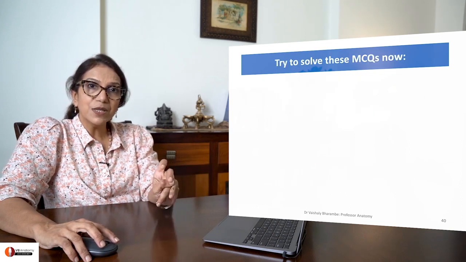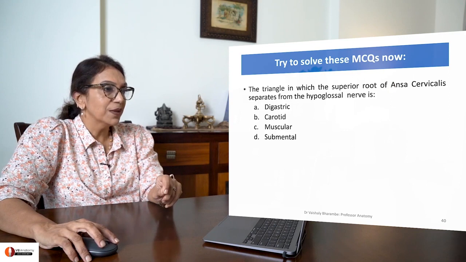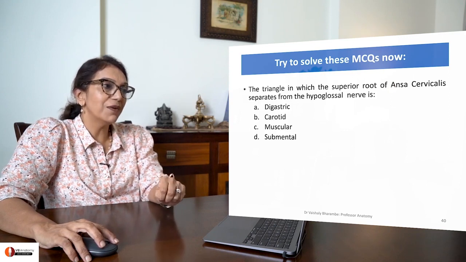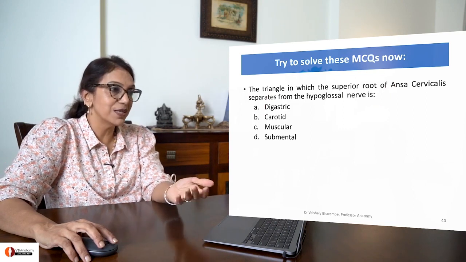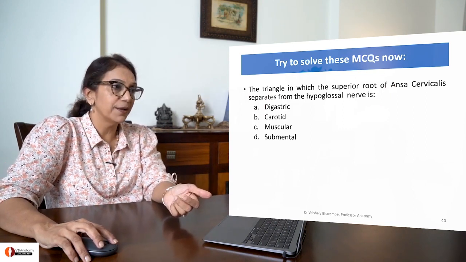Let's now solve this MCQ. See if you are able to solve it. A triangle in which superior root of Ansa cervicalis separates from hypoglossal nerve is, yes, obviously it's the carotid triangle.